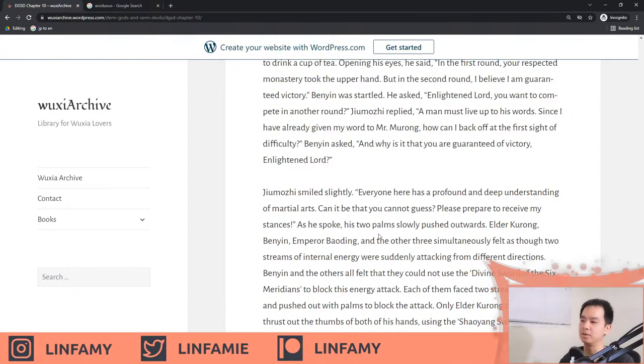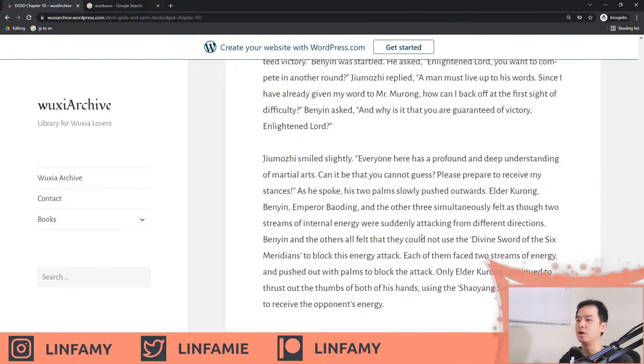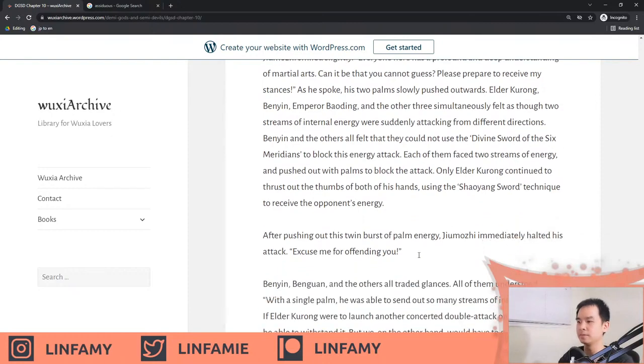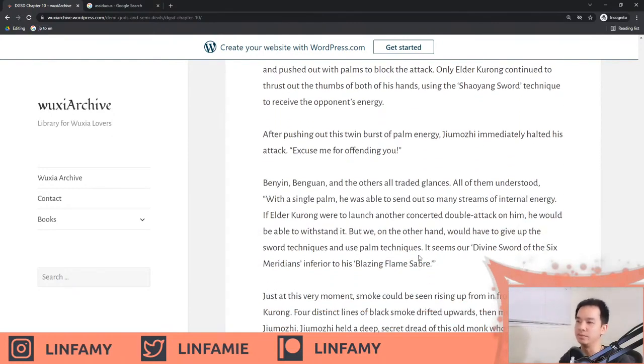As he spoke, his 2 palms slowly pushed outwards. Elder Kurong, Bunyin, Emperor Baoding, and the other 3 simultaneously felt as though 2 streams of internal energy were suddenly attacking from different directions. Bunyin and the others all felt that they could not use the divine sword of the 6 meridians to block this energy attack. Each of them faced 2 streams of energy and pushed out with palms to block the attack. Only Elder Kurong continued to thrust out the thumbs of both of his hands, using the Shaoyang sword technique to receive the opponent's energy. After pushing out his twin burst of palm energy, Jiumozi immediately halted his attack. "Excuse me for offending you."